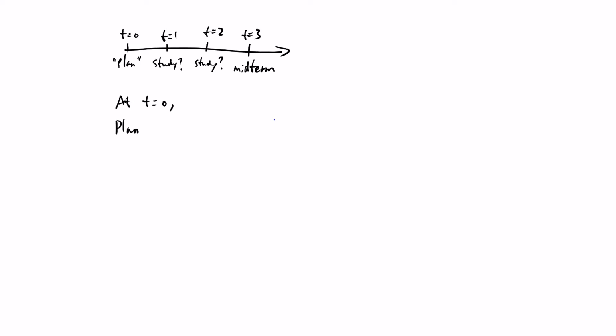she can plan to study in day 1 and day 2, just day 1 or just day 2. The utility involved would be, if studying on both future dates, beta times delta times (10 minus 1) plus delta squared times (10 minus 1).